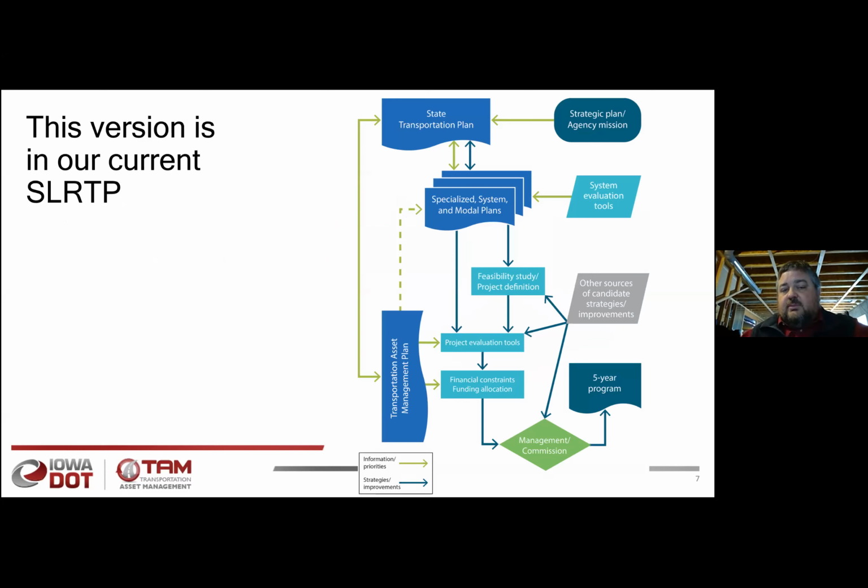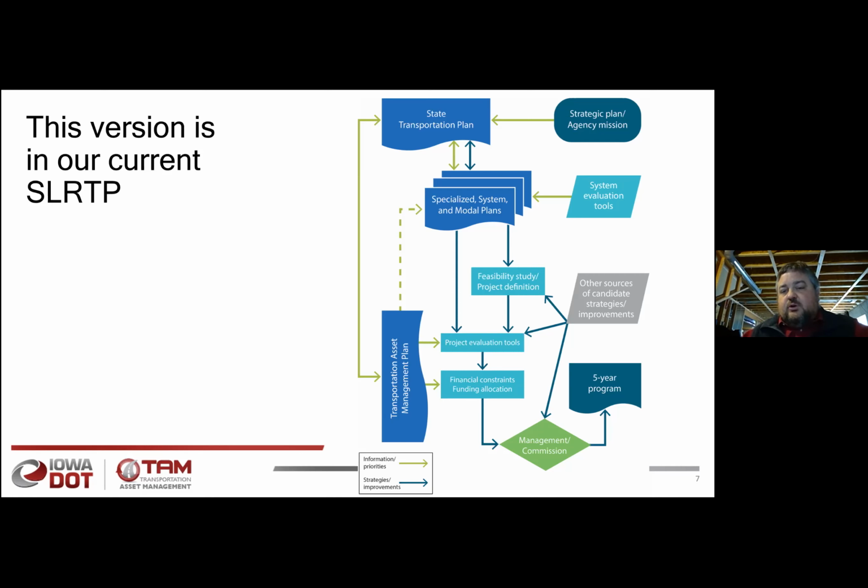In a very similar form it ended up in our current long range plan, which was approved in 2017. And again, it lays out this relationship between the long range plan, other specialized system and modal plans, how we select projects, and really about how the asset management plan is informing a lot of the decisions along the way. But as you all know, the asset management plan doesn't list projects. So some of these other kinds of plans will list specific projects or specific needs, let's say, that will become projects. That's not what the TAMP does.